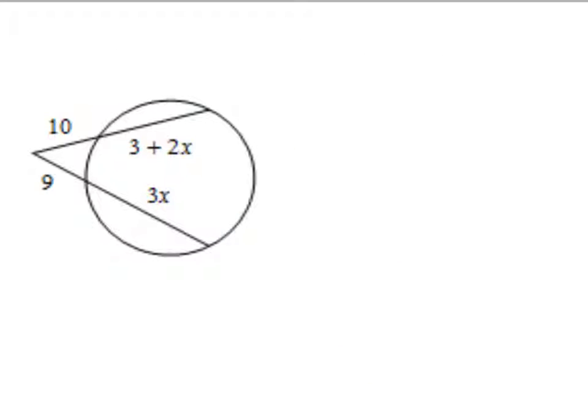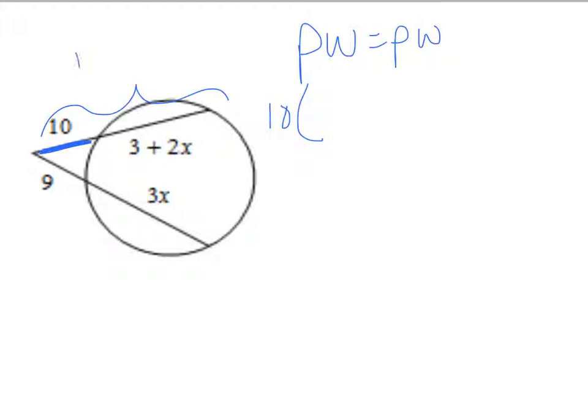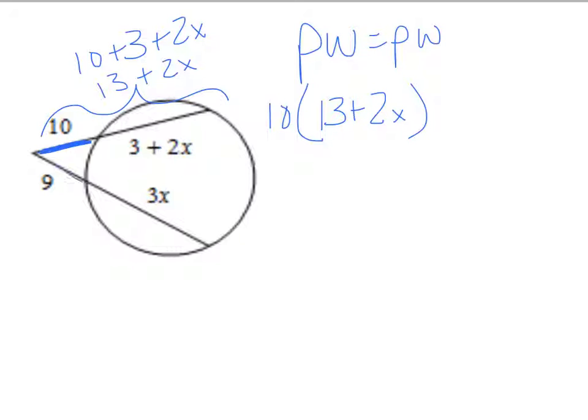This one works the exact same way. Our formula again is part times whole equals part times whole. So the part here is 10. The whole thing is 10 plus 3 plus 2x, which is 13 plus 2x, equals part on this side is 9, times the whole thing is 9 plus 3x.